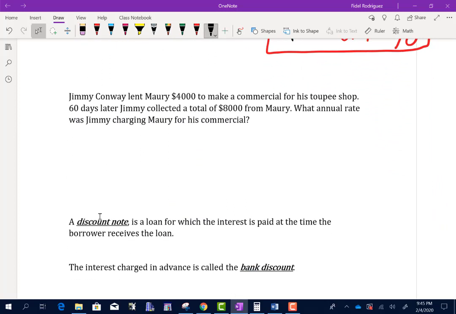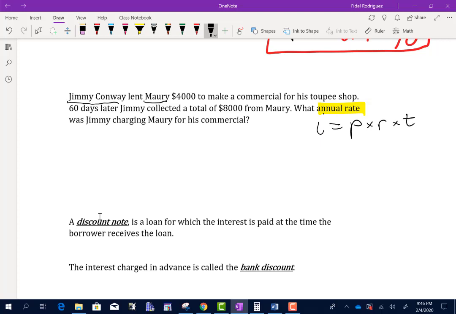Let's take a look at this next one here. And if anybody knows a little bit about mob movies, I'll let you all look up who Jimmy Conway and Maury are. But it says, Jimmy Conway lent Maury $4,000 to make a commercial for his toupee shop. 60 days later, Jimmy collected a total of $8,000 from Maury. What annual rate was he charging Maury for his commercial? Just like we did before, we're still looking for that annual rate.